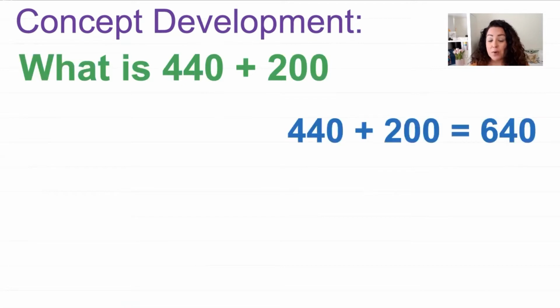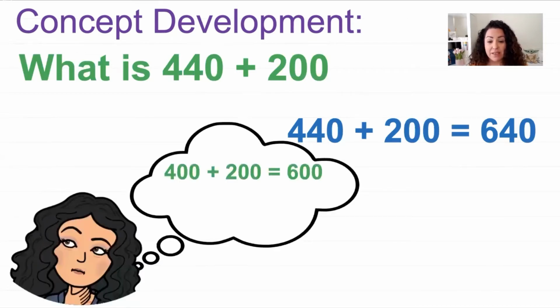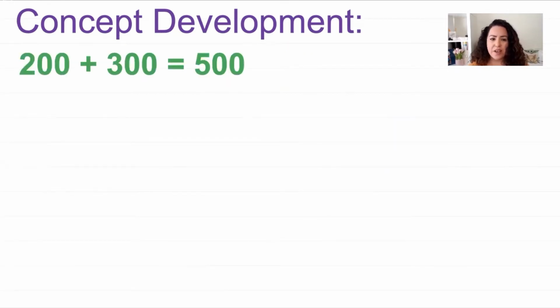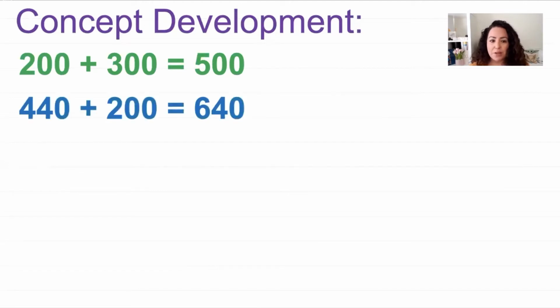Okay, 440 plus 200 is equal to 640. Now, how I solve that is, I know that 400 plus 200 is equal to 600, and then I just added 40 more. So that's how I got 640. Now, we solved 200 plus 300, and we said that's 500. And we added 440 plus 200, and that was equal to 640.